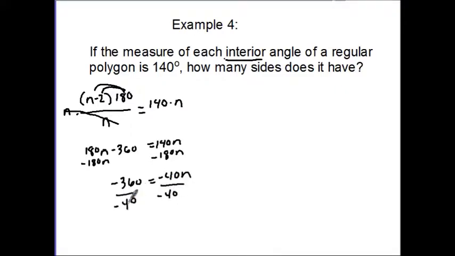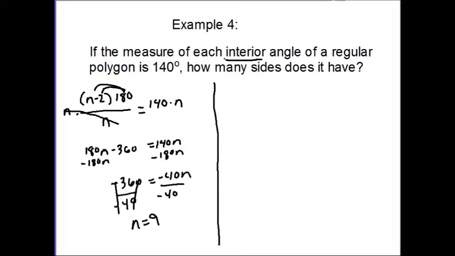Those two negatives make a positive, those zeros on the ends cancel out, and 36 divided by 4 leaves us with the number of sides is going to be 9. It's a nonagon. That's going to be the straightforward way. That deals with the interior angles.